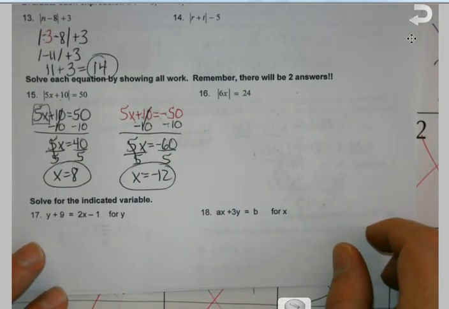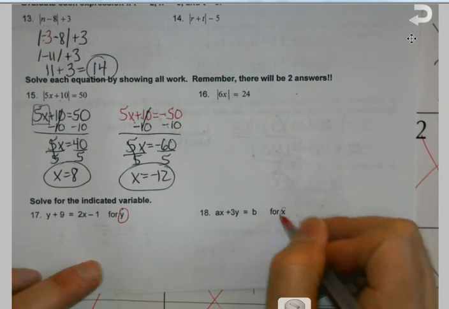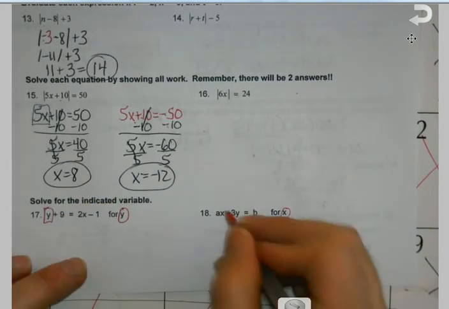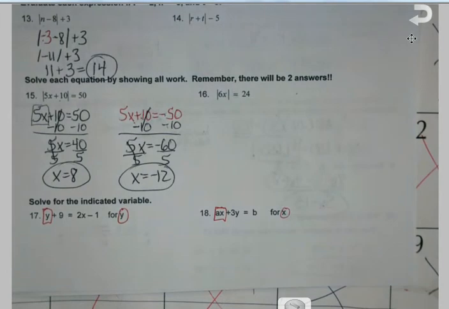All right, what else we got playing here? Solve for the indicated variable. Okay. So my job in each of these is to work on getting that particular variable alone. Okay, I want y by itself for number 17. What's on that side with y to get rid of, and how do I do it?